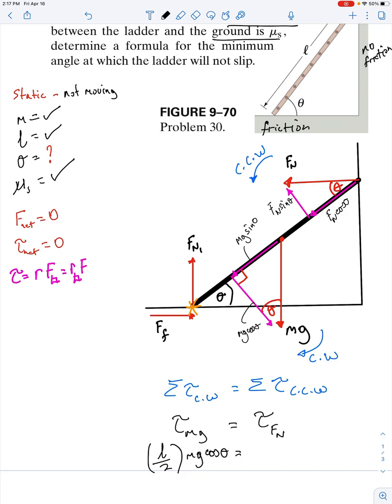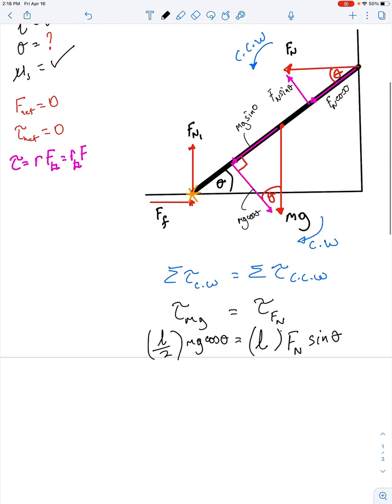And then for this one, you repeat the same procedure. From here to here would be L, so my R would be L, and then my perpendicular force would be Fn sine theta.